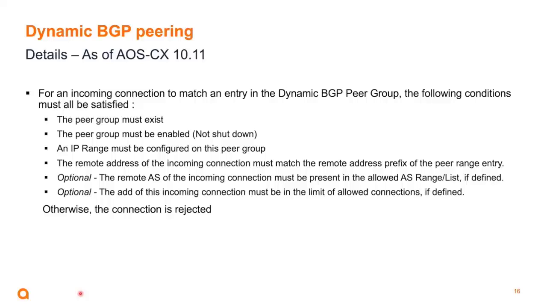Once an incoming connection arrives, the remote address must match the IP range that we have defined. But we can also use two optional items, the AS numbers which are allowed, and also the maximum number of allowed clients for a given peer group. If an incoming connection fails to match those criteria, it will be rejected by the system.